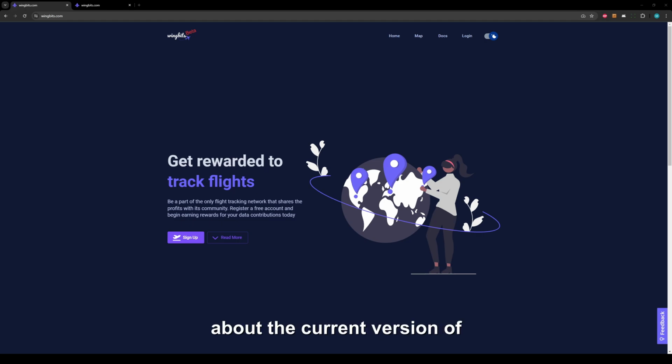Today we're going to talk about the current version of the dashboard and what the rewards heat map shows, along with the details we see when we mouse over the hexes. Obviously, by the time you watch this video, the dashboard could have changed. So, as always, please check for a pinned comment below the video for any updates.